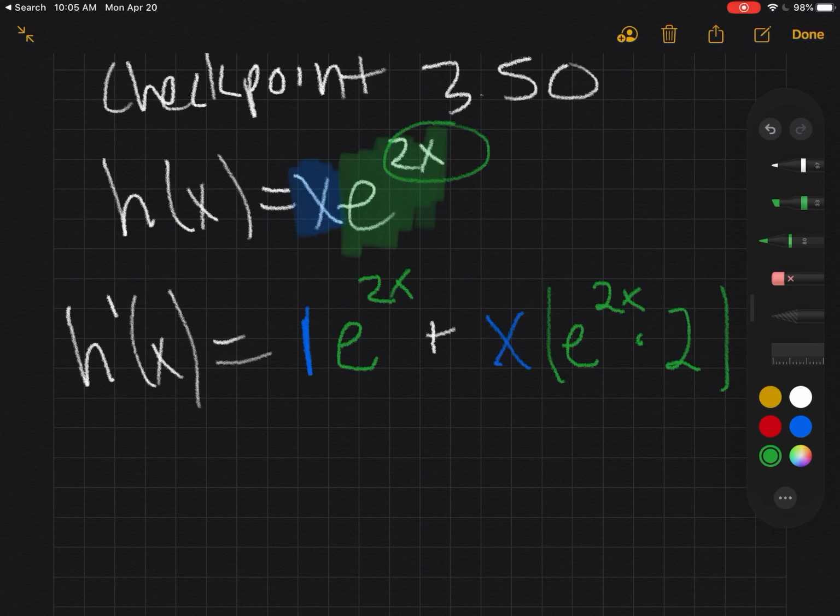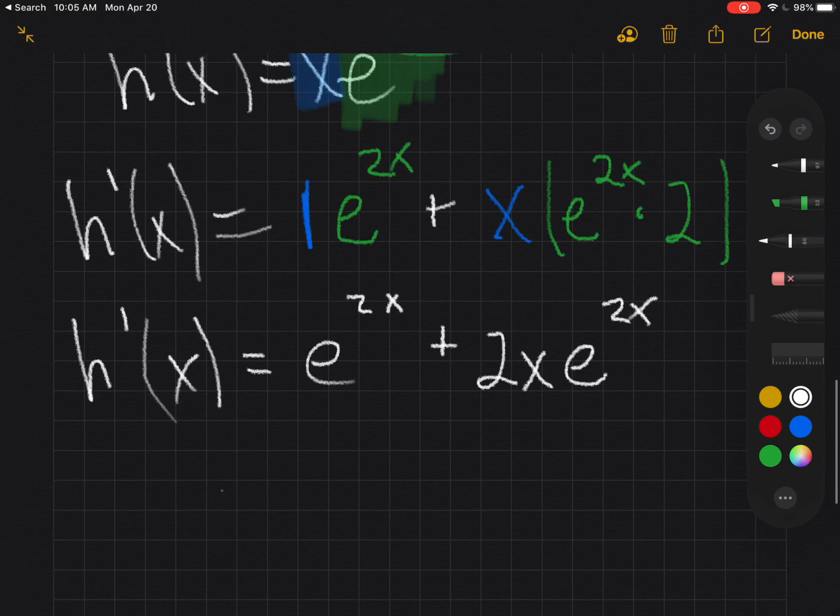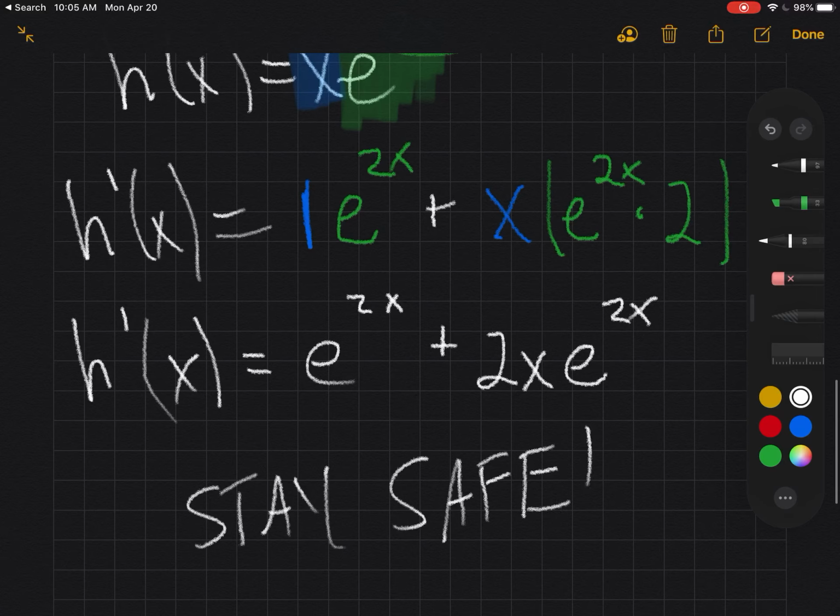And that's where we're going to actually use our chain rule. So let's go ahead and put that in parentheses so that we can use our chain rule there. So the derivative of the outside of the exponential function is just e to the 2x. And then the derivative of this part of the function is 2. And that's what we get. So then let's clean this up a little bit. So we have h prime of x is equal to e to the 2x plus 2x e to the 2x.